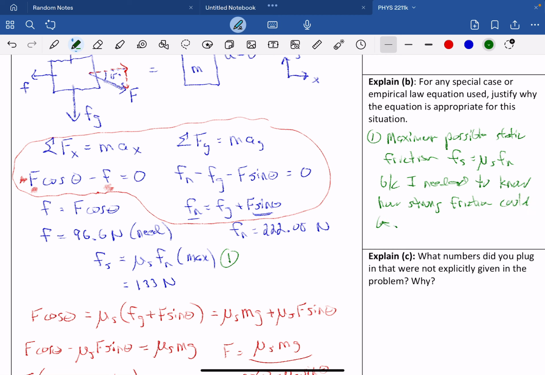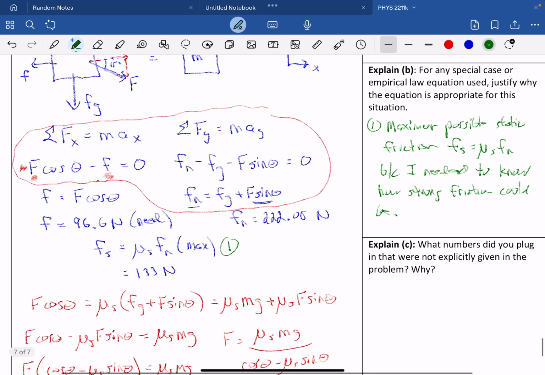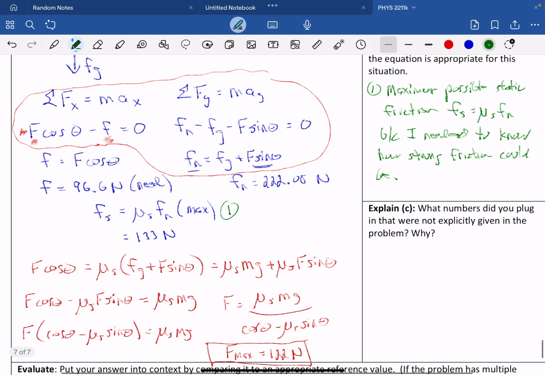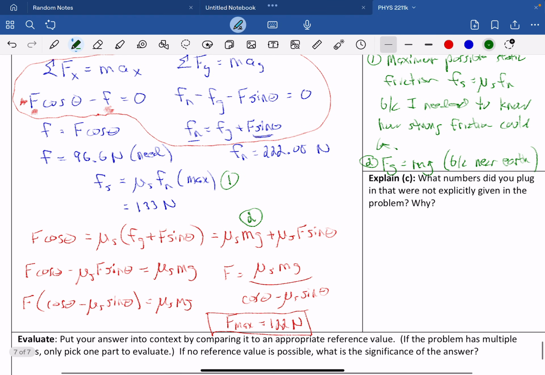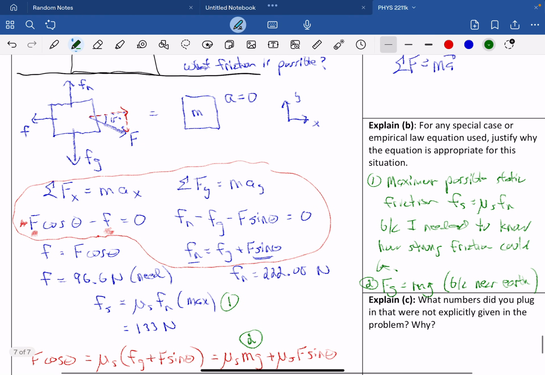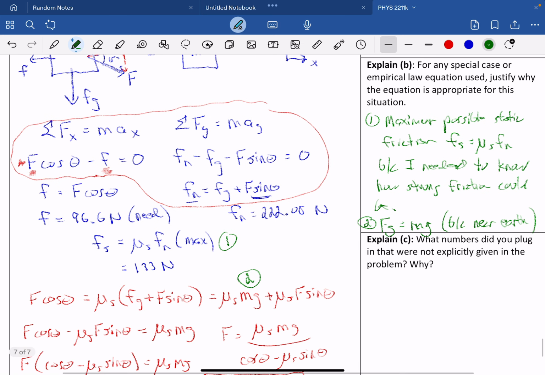Did I use any other special case equations? I guess so. Right here, I used the force of gravity is equal to mg, and that's because we're near the Earth. Let's see. I think everything else in here was just algebra. So those are the only two equations that I used when solving the problem.